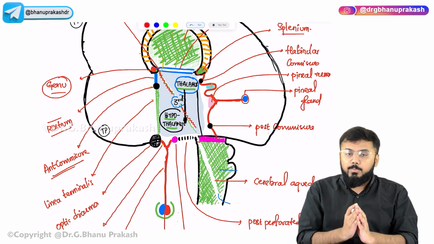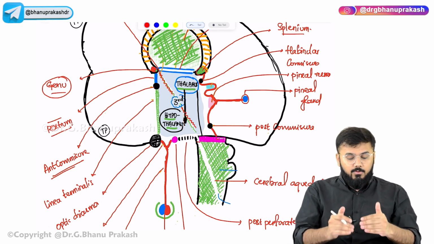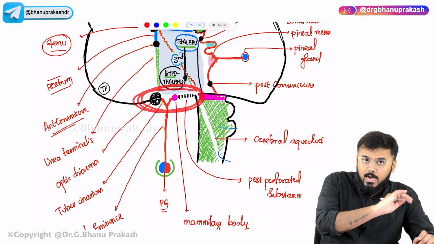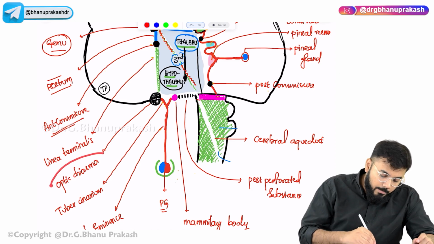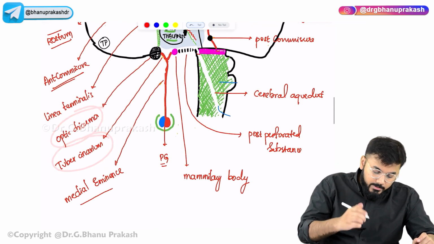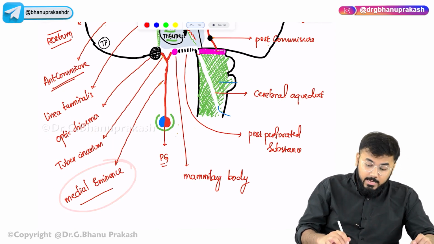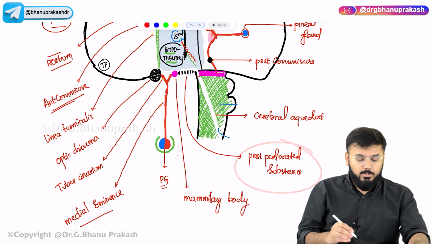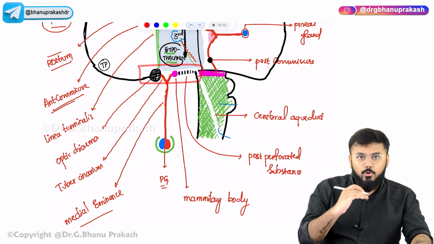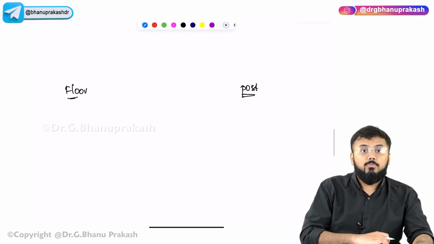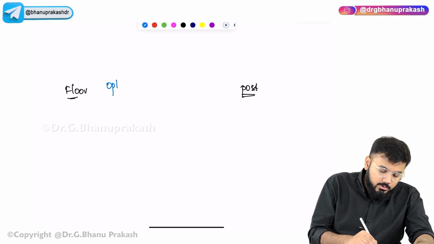Just by looking at this picture, it is very easy to identify the floor. What are the structures from starting to ending? First is optic chiasm. Next is tuber cinereum. Hanging down from tuber cinereum, you have the medial eminence. Next is the mammillary body. Next is the posterior perforated substance. So all these form the floor. Okay, let us write it down. The structures which form the floor are, one, your optic chiasma.